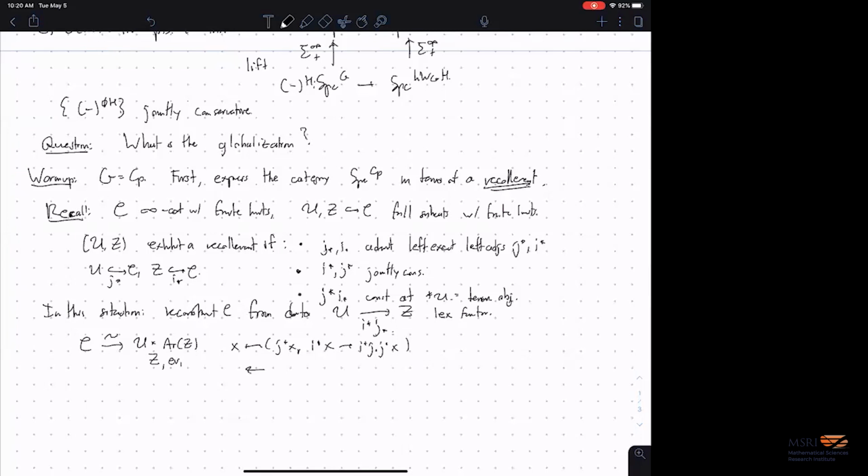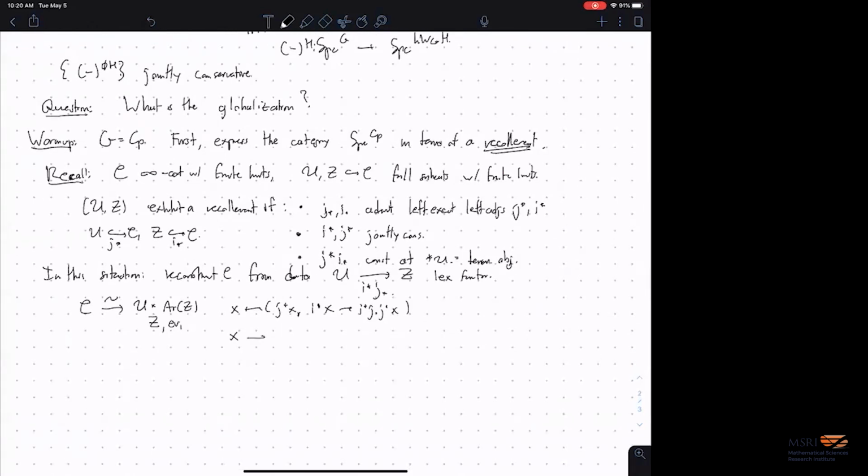And the reconstruction in the other way amounts to, well, let me just say, it amounts to the following fracture square decomposition of objects in C. Namely that I have a pullback diagram, if I look at the units of the two adjunctions and then combine them.